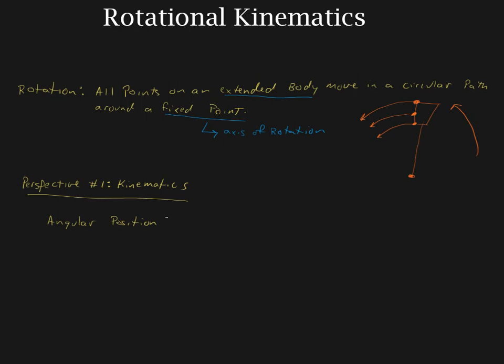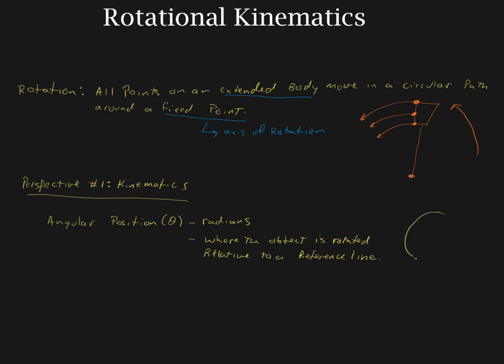Now, angular position we denote with the letter theta. And the angular position is not going to be measured in degrees, but it's going to be measured in radians. And the angular position is nothing more than where the object is rotated to relative to a reference line. So what I mean by that is this.